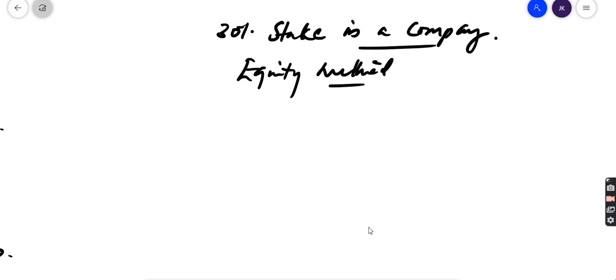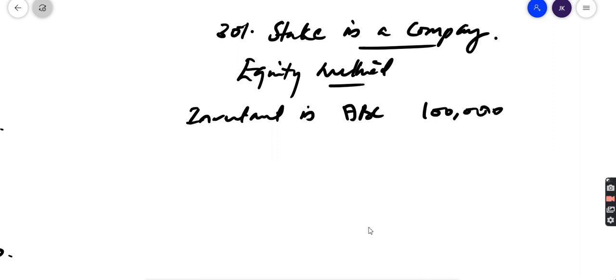Okay, under the equity method, let's say you invested $200,000, or for simplicity, $100,000. Investment in ABC company, 100,000, to cash. The first entry is going to be the same, be it the equity method or the cost method. It's going to be the same first entry.